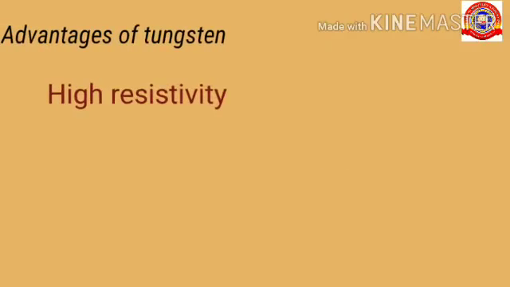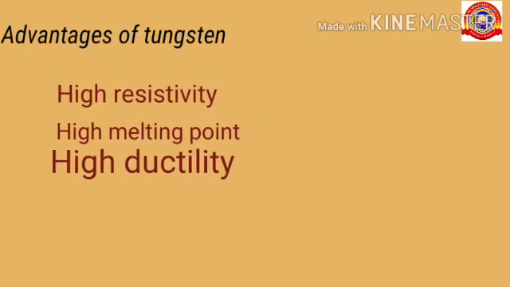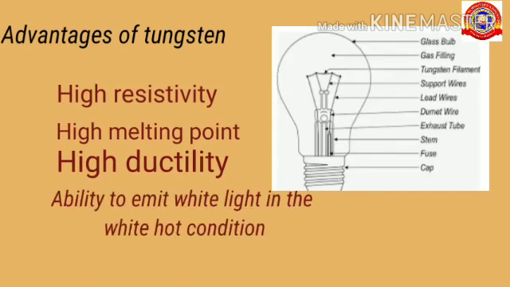This filament tungsten has some advantages. Let's see which are they. It has high resistivity, high melting point, high ductility and the ability to emit white light in the white hot condition. Usually, the incandescent lamp produces white light. Due to the presence of inert gas or nitrogen, we can feel the white light as yellow color. So, these are the important advantages of tungsten. Due to these advantages of tungsten, it is used inside incandescent lamps.